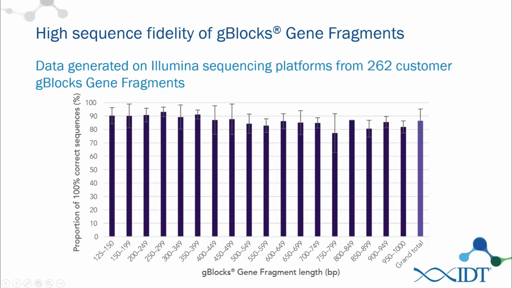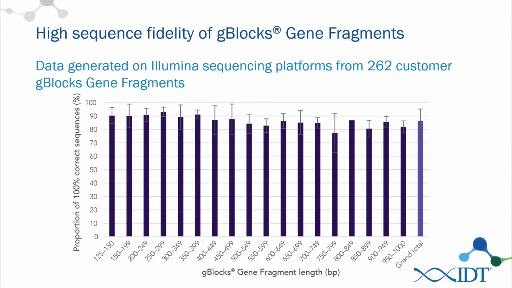To look at some of the measures of quality, you can see the proportion of gBlocks with 100% correct sequences across the range of sequence lengths. This is looking at 262 gBlocks that were sequenced on our Illumina MiSeq next-gen sequencer. What you can see is that, pretty consistently across all of the lengths, 80 to 90% of the sequences are 100% correct. And of those sequences that are not 100% correct, most contain a single base error or a single base deletion.